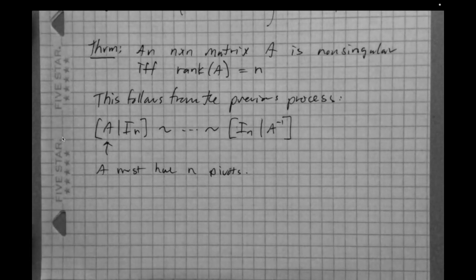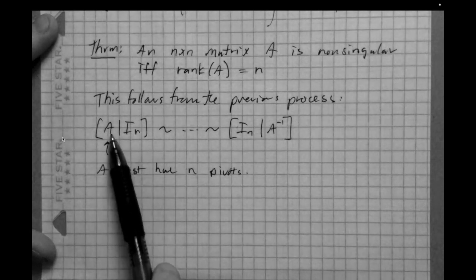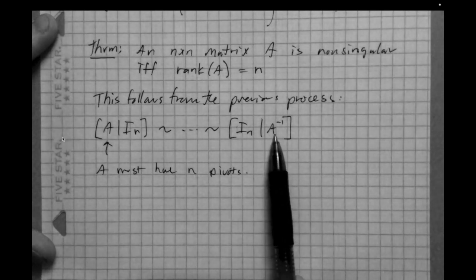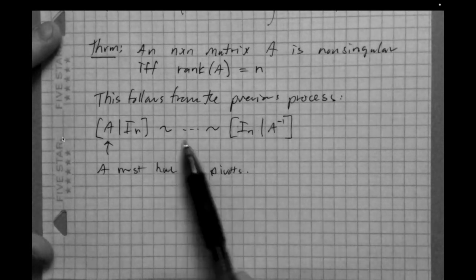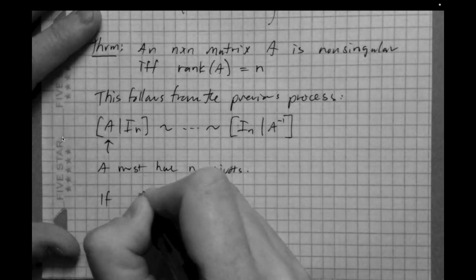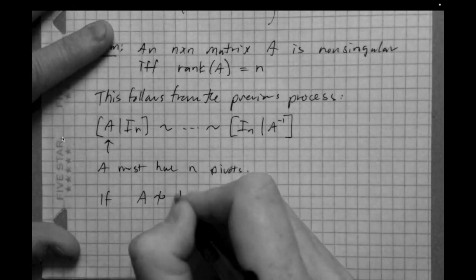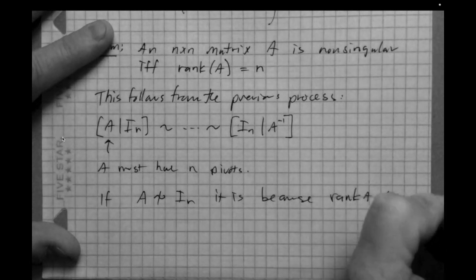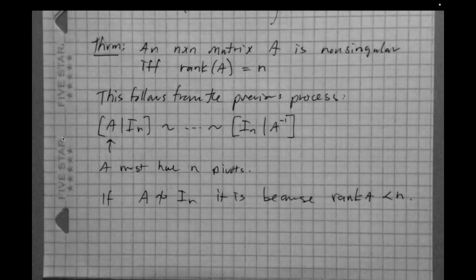Another way to say that is, this augmented matrix cannot be converted into this form. If that's the case, A won't be equal to I n, and that'll be because the rank is less than n. So if A is not equivalent to I of n, it is because the rank of A is less than n. So if the rank of your matrix is less than n, then it's not going to have an inverse. All right. Very good.